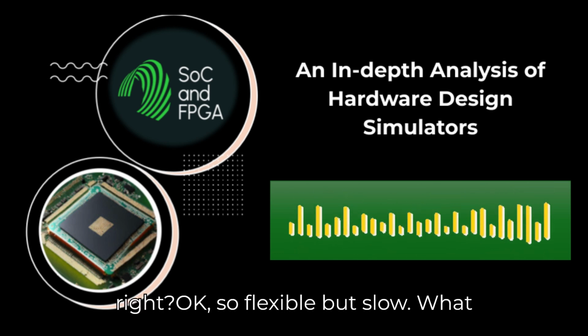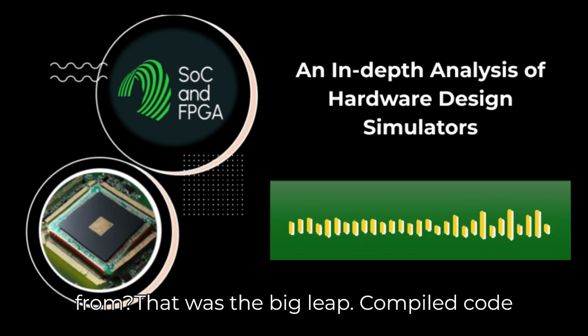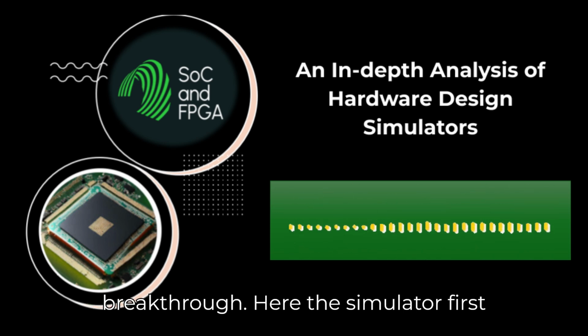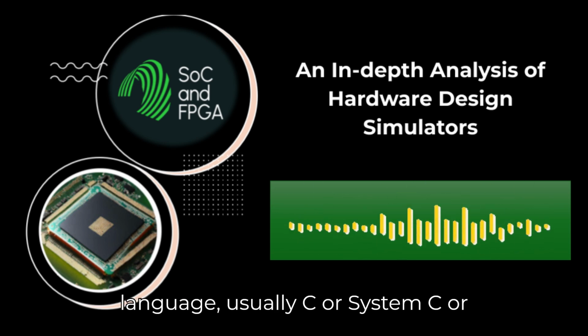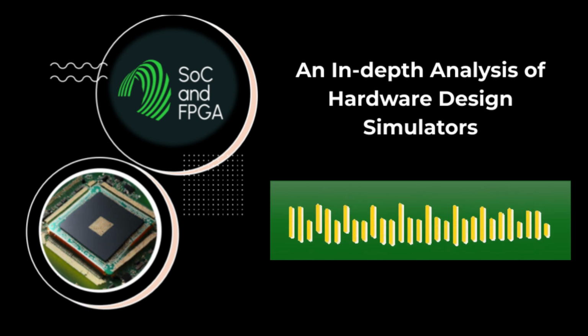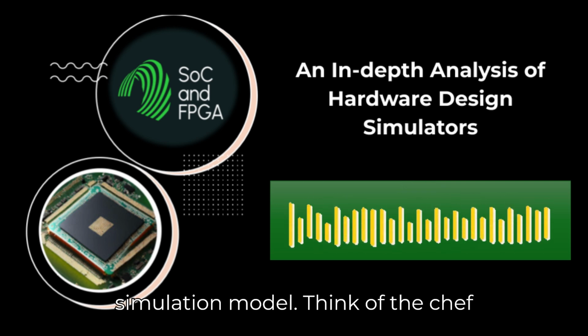Right. Okay, so flexible but slow. What came next? Where did the speed boost come from? That was the big leap. Compiled code simulators. This was the performance breakthrough. Here, the simulator first translates the HDL code into a high-level language, usually C++ or SystemC, or sometimes straight to machine code. Then it uses standard compilers, GCC, Clang, whatever, to build an executable simulation model.